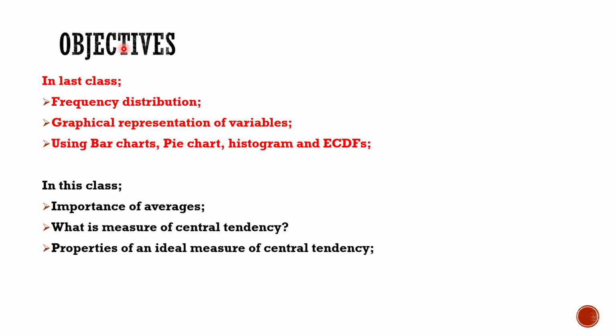So what are the objectives of this particular class? In the last class we went through frequency distribution and the graphical representation of variables using bar charts, pie charts, histograms, and empirical cumulative distribution functions. In this class we will talk about the importance of averages, what a measure of central tendency is, and the properties of an ideal measure of central tendency.